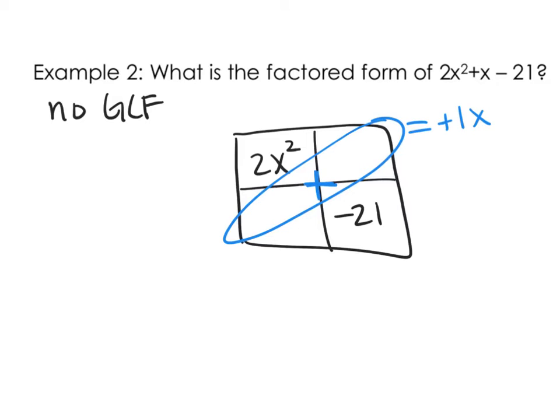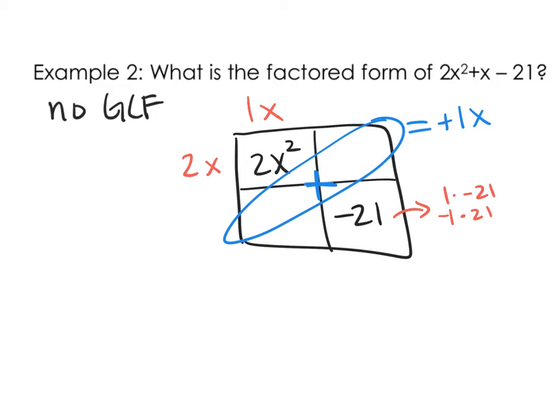Because if we want to become a 2x squared, we would have to multiply that x times x, but in order to get the 2, we would have to have a 2 times a 1. So remember, that's going to make a difference in what's multiplying and adding to be that 1x. Okay, so multiples of negative 21. We could have a 1 times negative 21 or a negative 1 times positive 21.